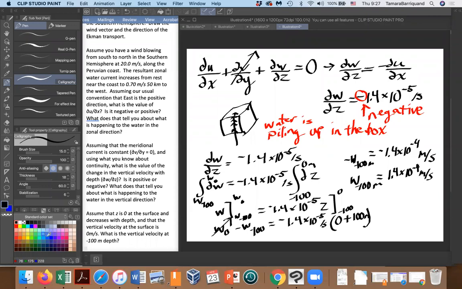So this is telling me that I have a positive velocity going upward with a magnitude of 1.4 times 10 to the minus 4th meters per second. And so what I have right here is just an example of upwelling. All right, so that's how we can use continuity to help us to understand coastal upwelling.